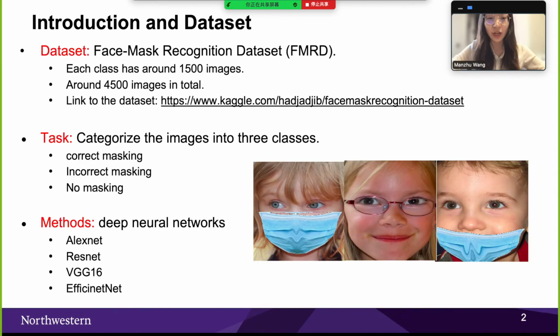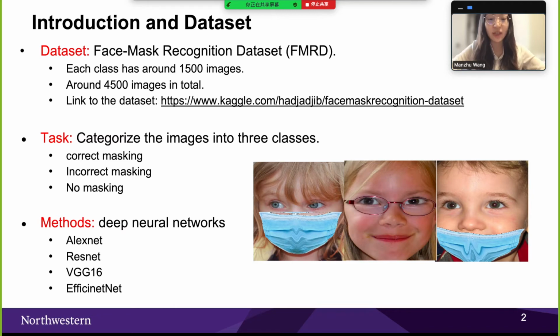In this project, we use a face mask recognition dataset. It has 3 classes: correct masking, incorrect masking, and no masking. Each class has around 1,500 images, and the dataset has around 4,500 images in total. We use 4 methods of deep neural networks, and we try to use GAN to get a larger dataset.